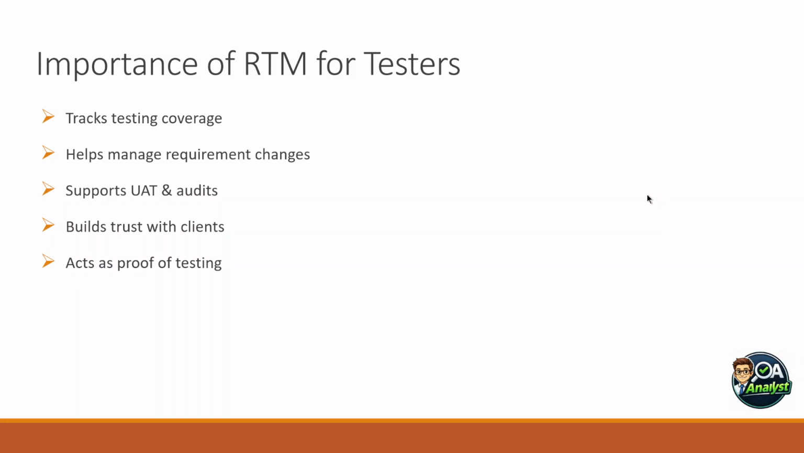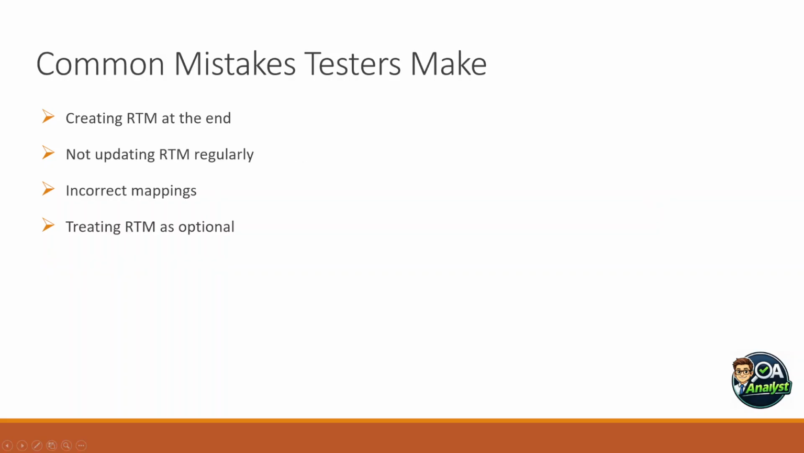Now there are some common mistakes testers make, such as creating RTM at the end. You have started your test execution, you have designed test cases, you have started execution, and at the end you are creating RTM. That doesn't make sense. You should be creating the RTM at the start. Otherwise there may be chances of missing some requirement. Other mistakes are not updating the RTM, incorrect mappings, treating RTM as optional. These are some common mistakes testers make. RTM is not a documentation burden, it is nothing but a tester's protection.